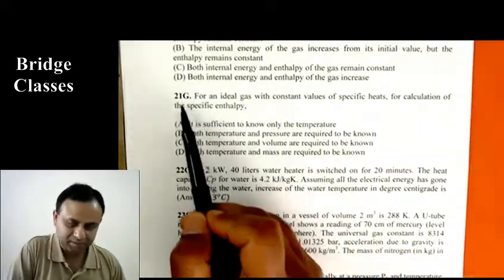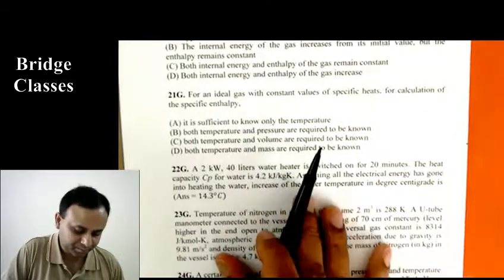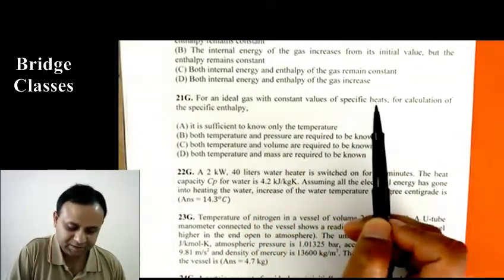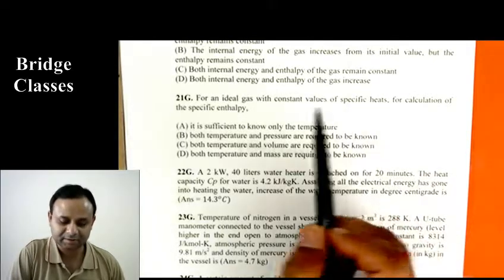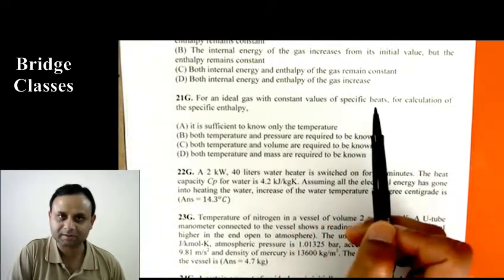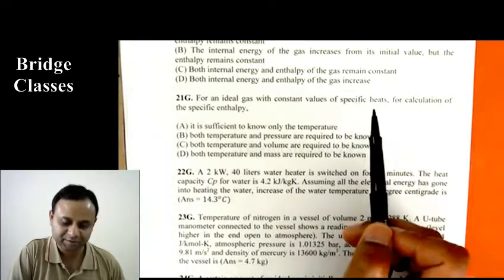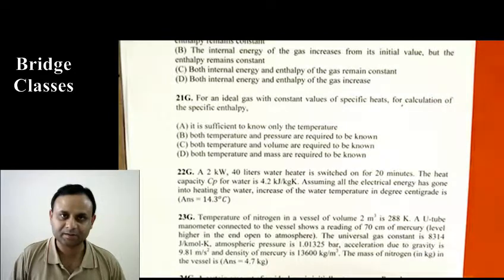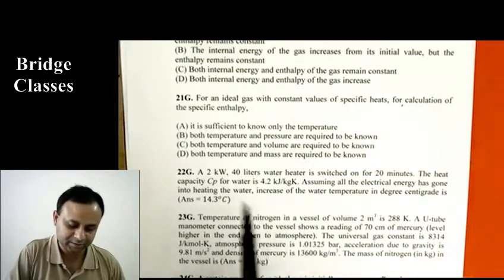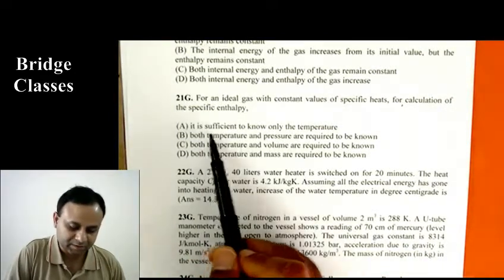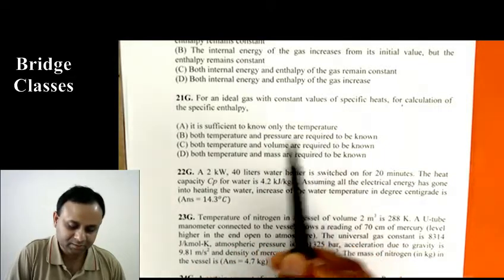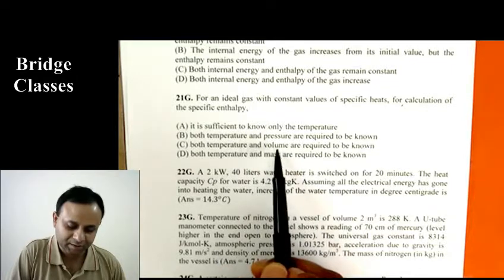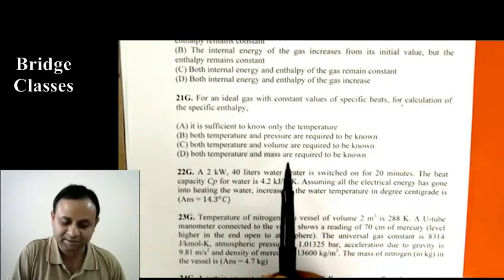Okay, let us look at 21. This is also a GATE problem, and it says for an ideal gas with constant values of specific heats. So it says that specific heats are constant. They are not given as functions of temperature. For the calculation of specific enthalpy, the lowercase h, what do we need? It is sufficient to know only the temperature, or both temperature and pressure are required, temperature and volume are required, or temperature and mass are required.